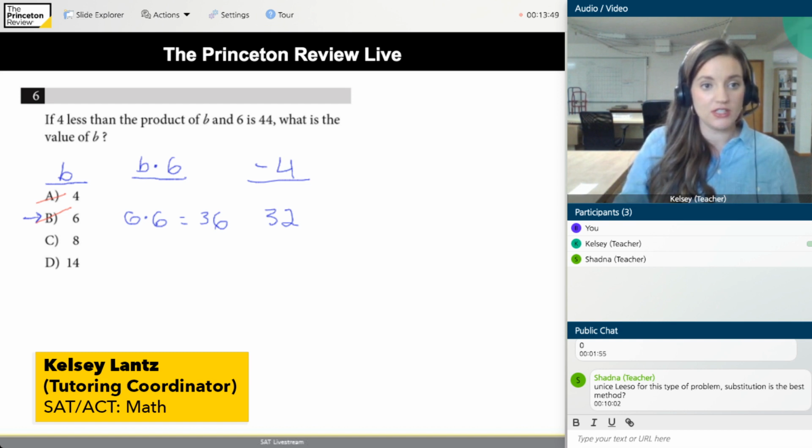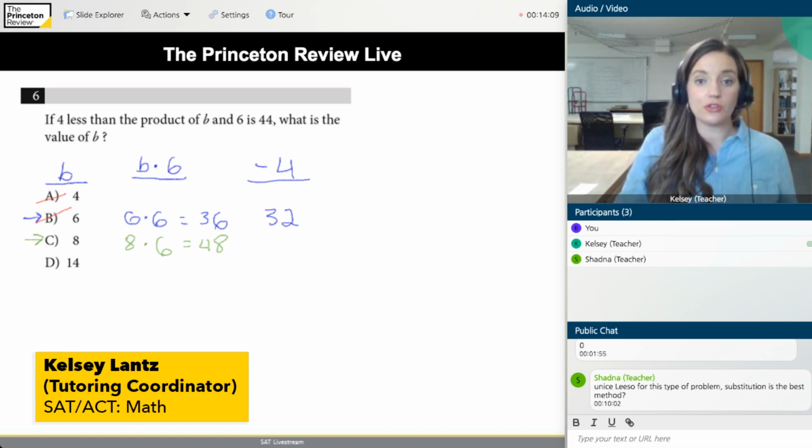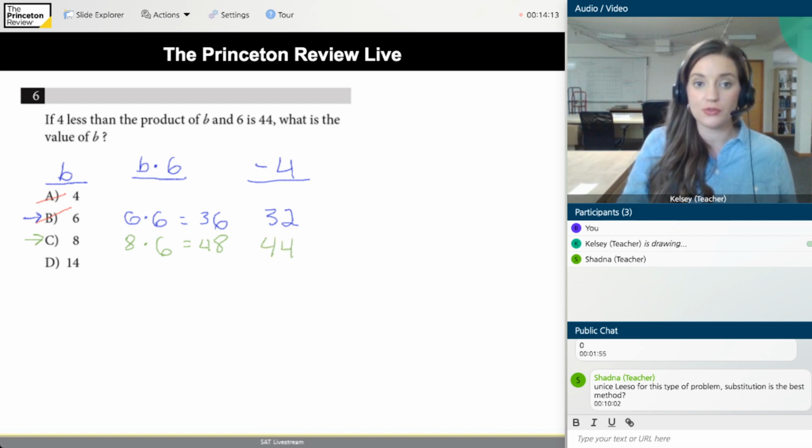So if we pretend like C is right, if we approach this problem and assume that B is 8, then the next thing that we can do is figure out what B times 6 is, or 8 times 6. And that's going to give us 48. And now to see if this is right, we have to do the final step and subtract 4, which gives us 44. So that checks out. That answers the question, gives us what we were looking for, and we don't have to do any more math.